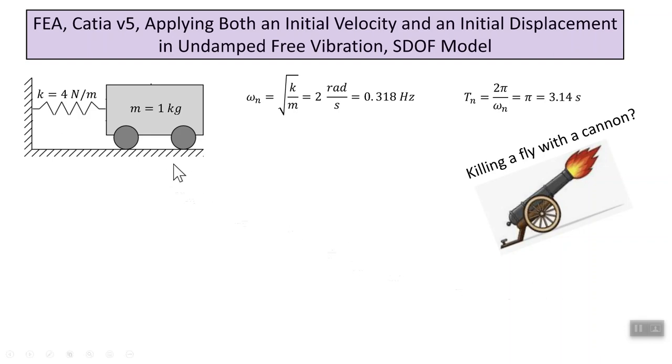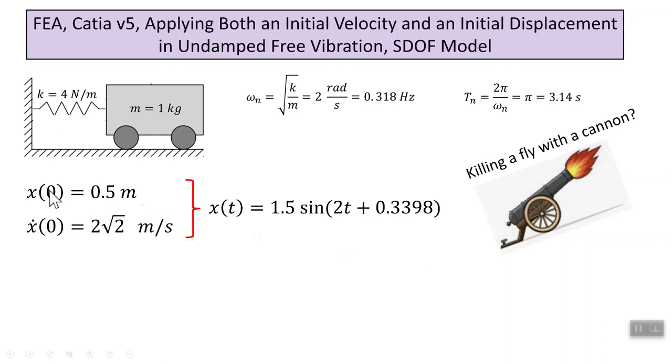So the detailed information is given here, and the natural frequency is 2 rad per second, which translates into this in hertz, and the period, which is 1 over that hertz, is going to be roughly 3.14 seconds. Now, we have both an initial displacement of 0.5 meter and an initial velocity of 2 root 2, which is almost 2.3 meters per second.